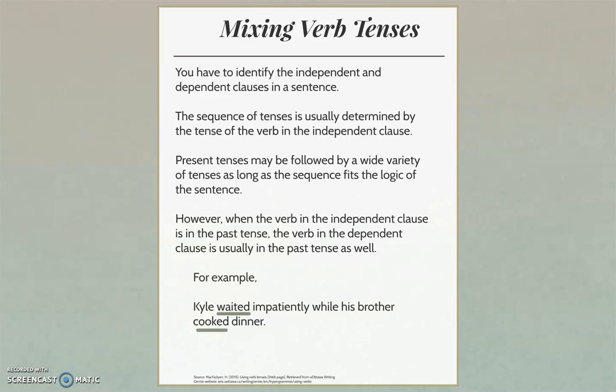In general, present tenses may be followed by a wide variety of tenses as long as the sequence fits the logic of the sentence. However, when the verb in the independent clause is in the past tense, the verb in the dependent clause is usually in the past tense as well. For example, Kyle waited impatiently while his brother cooked dinner. The verb in the independent clause, Kyle waited impatiently, is in the past tense. Thus, the verb in the dependent clause, while his brother cooked dinner, is also in the past tense.